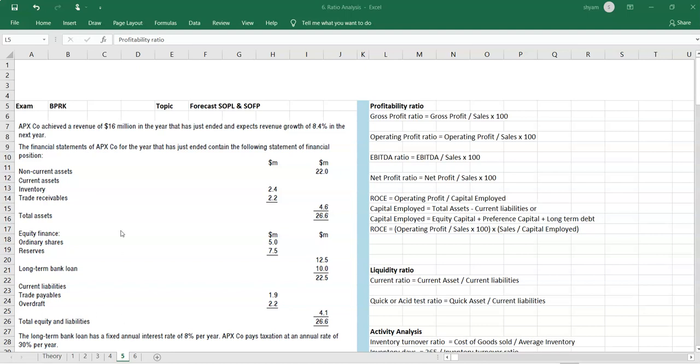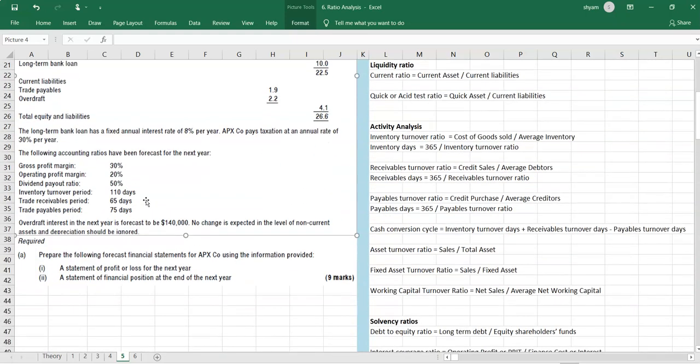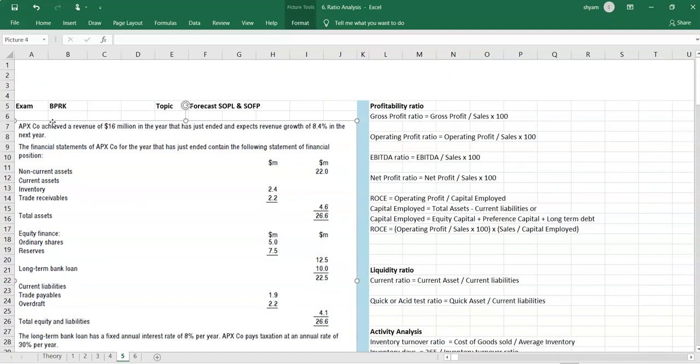So we'll start from this problem. This problem is about forecasting the SOPL and SOFP. We'll read the requirement so we'll get an idea. Prepare the following forecast financial statements for APX Co using the information provided. We have to prepare a forecasted SOPL and also a forecasted SOFP. These are our two statements, and these have to be prepared based upon the ratios.